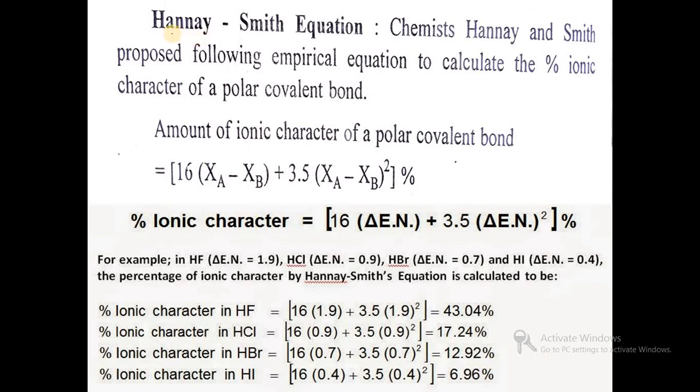Then another equation used is the Hannay-Smith equation. The chemists Hannay and Smith proposed the following empirical equation to calculate the percent ionic character of a polar covalent bond.